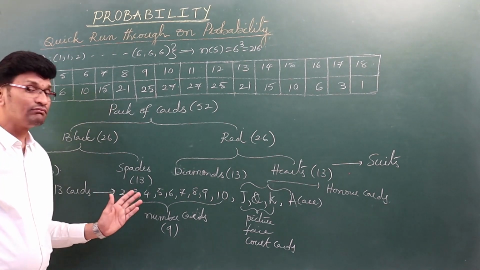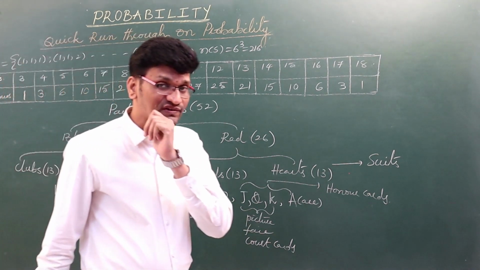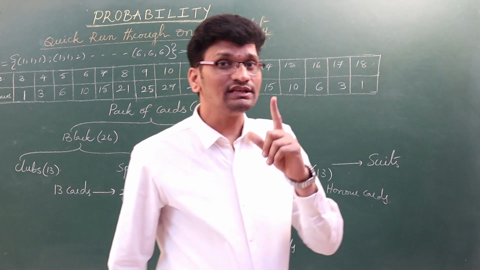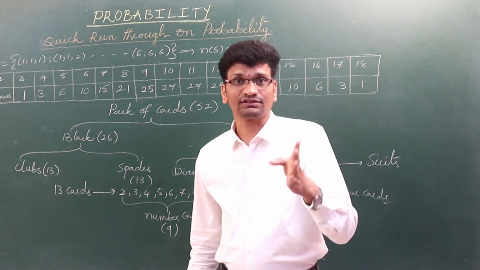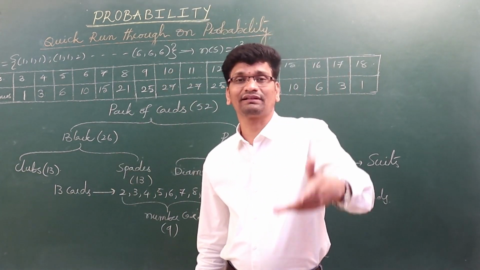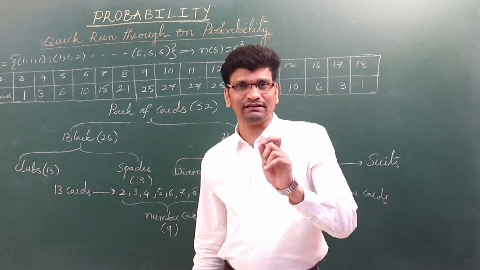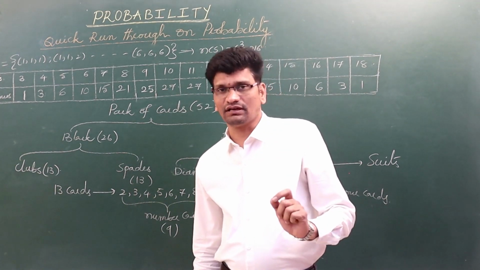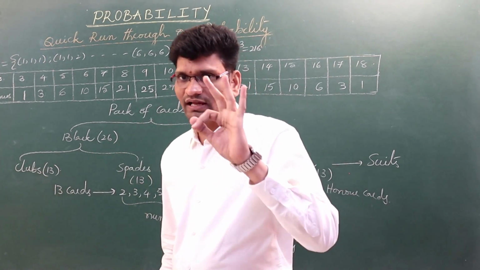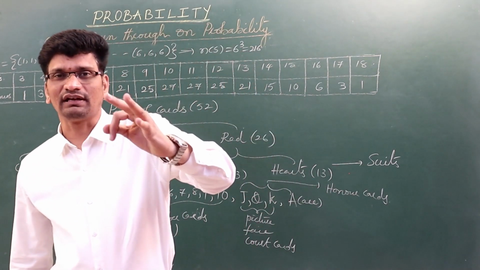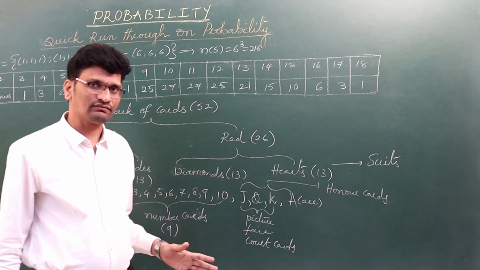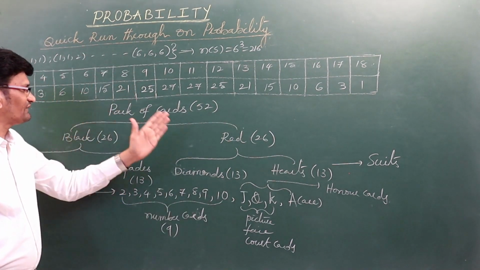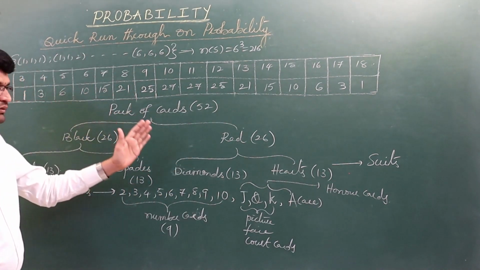So how many number cards are there in pack of cards? In each suit we are having 9. Such suits are 4. Total 4 9s are 36 number cards are there. And how many face cards are there? In each suit we are getting 3. 3 4s are 12 face cards are there. So by this the classification of pack of cards also over.